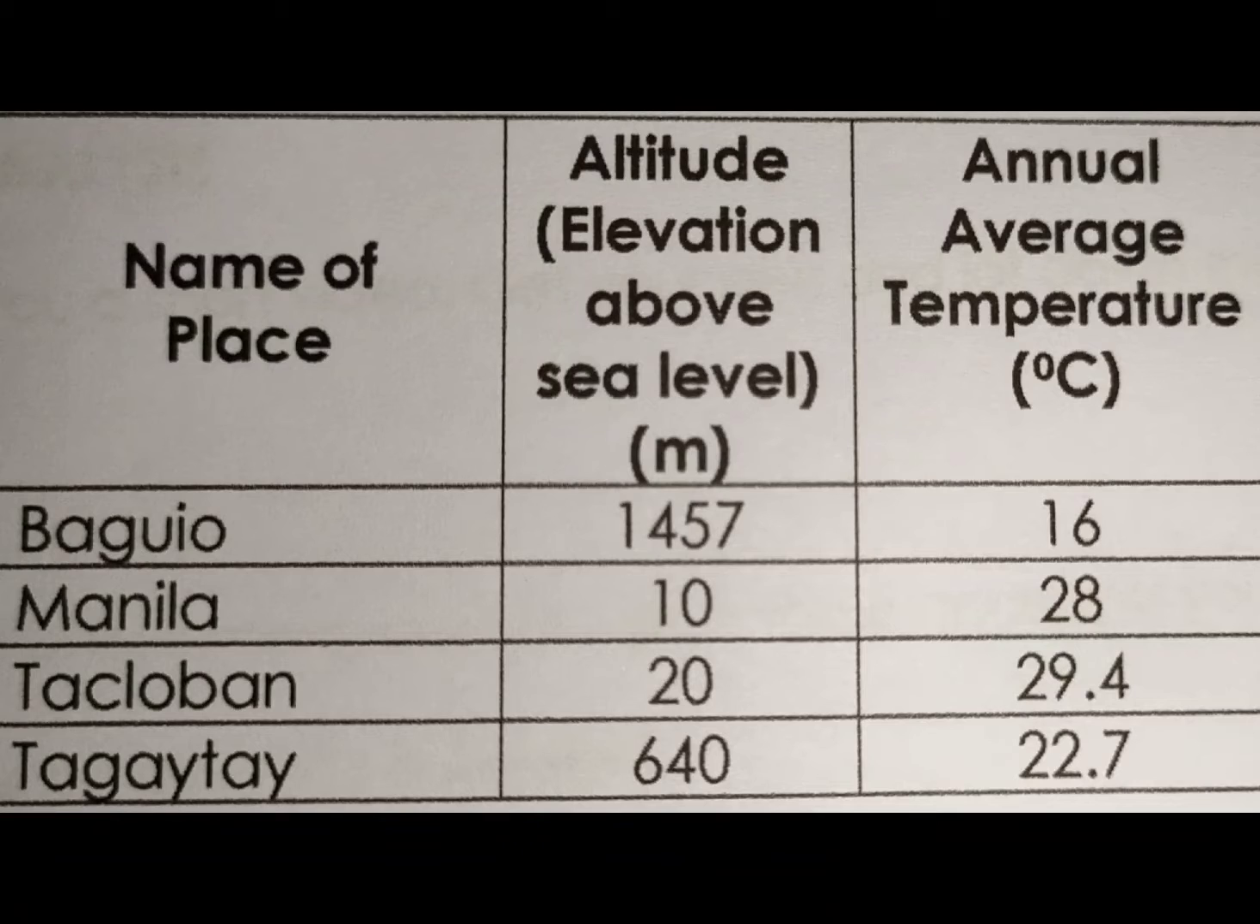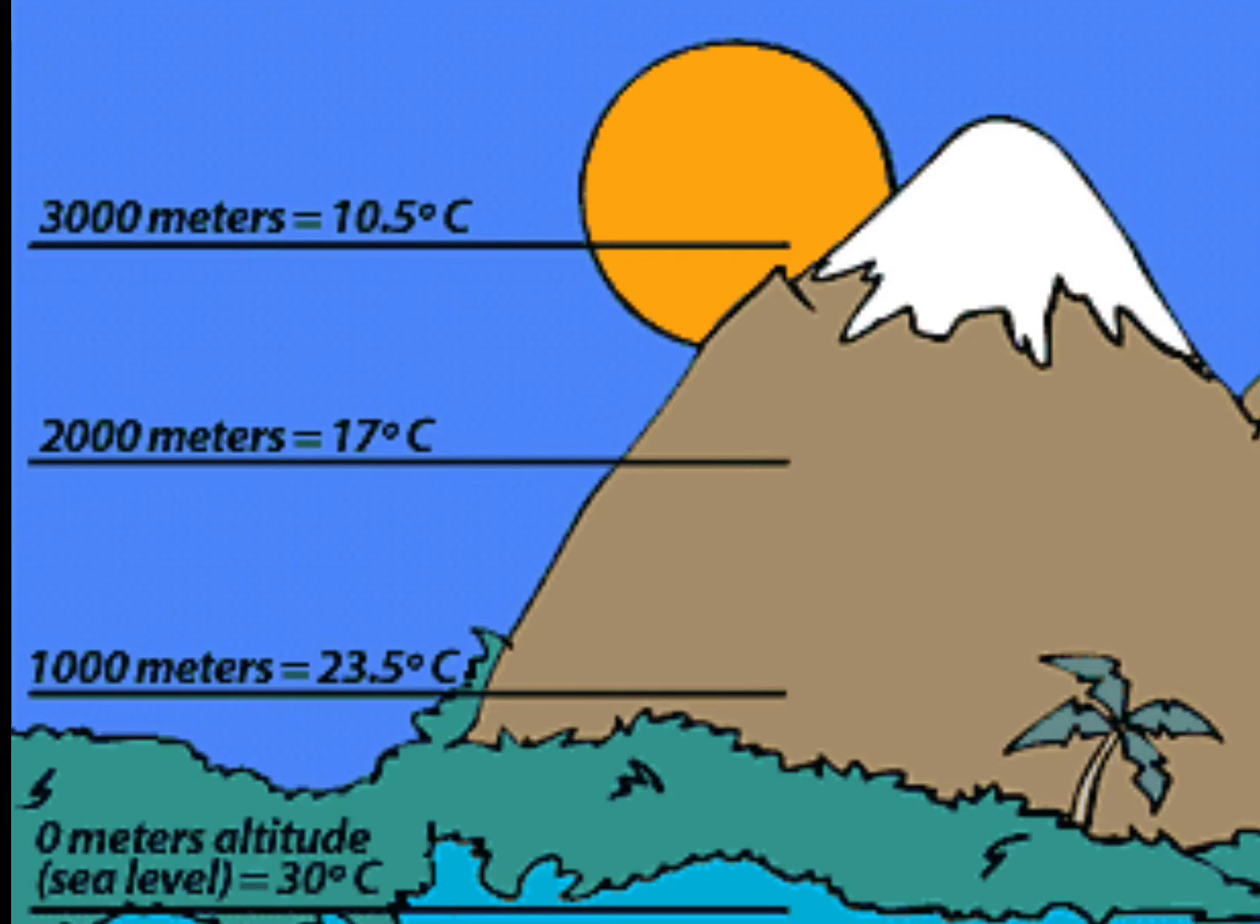In Tacloban, the elevation is 20 meters above sea level. Its annual average temperature is 29.4 degrees Celsius. While in Tagaytay, the altitude or the elevation above sea level is 640 meters, and the annual average temperature is 22.7 degrees Celsius. Temperatures in mountainous regions are much lower than those in lowlands.